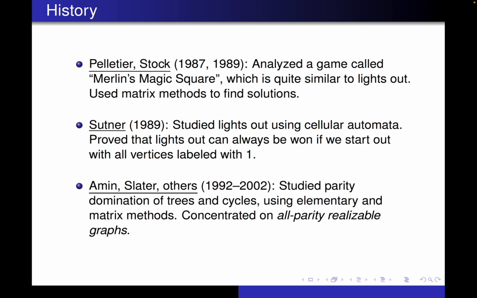And then Almond, Slater, and some others studied something called parity domination of trees and cycles, other types of graphs. Either they didn't know or they didn't care that they were looking at the game Lights Out. Parity domination turns out to be equivalent to playing the Lights Out game. They used a bunch of elementary matrix methods as well, and they concentrated on something called all parity realizable graphs. When we look at those in Lights Out, those correspond to graphs that are what we call always winnable. We'll get to that in a couple videos down the line.